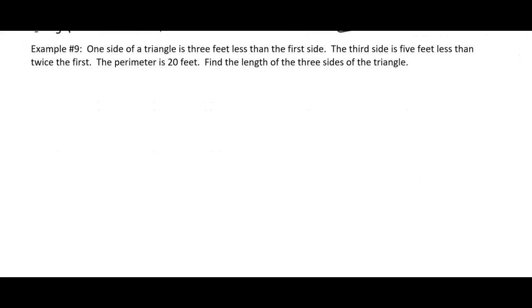One side of a triangle is 3 feet less than the first side. Third side is 5 feet less than twice the first. The perimeter is 20 feet. Okay, so don't let this problem scare you. Find the length of the three sides of the triangle. So the first thing we're going to do, draw a triangle.